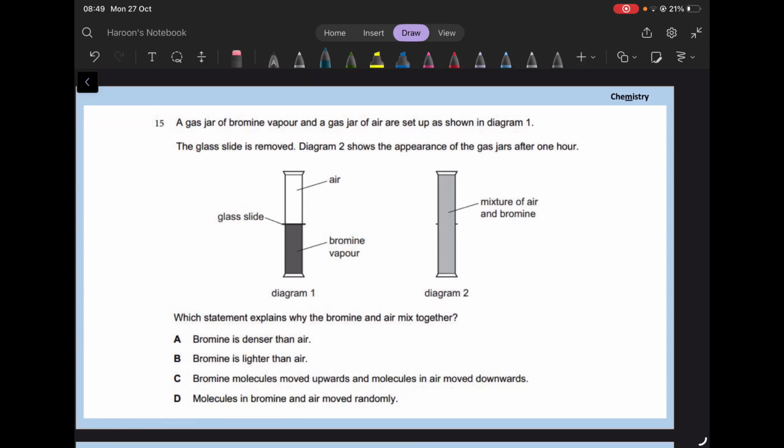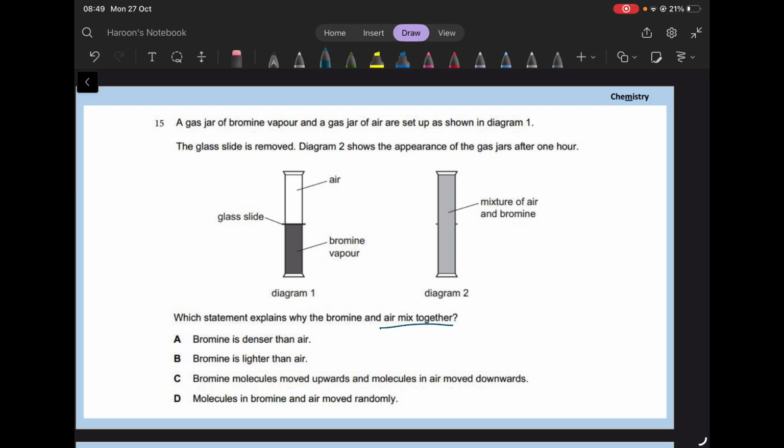Next up, which statement explains why the bromine and air mix together? Now, diffusion takes place because of random movement, basically due to kinetic particle theory. This is due to random movement of molecules, gaseous molecules in this case. Bromine and air both are in gaseous state. Random movement of particles, they basically spread around. And eventually, there would be even distribution, like when there is movement of particles from a region of high concentration to low concentration.